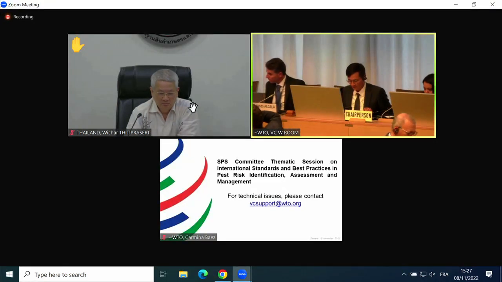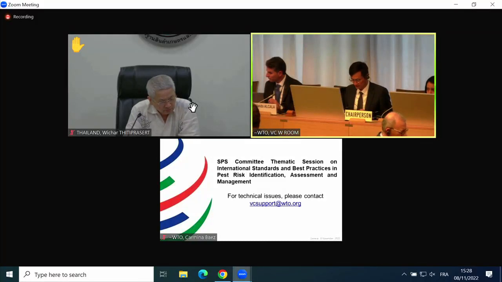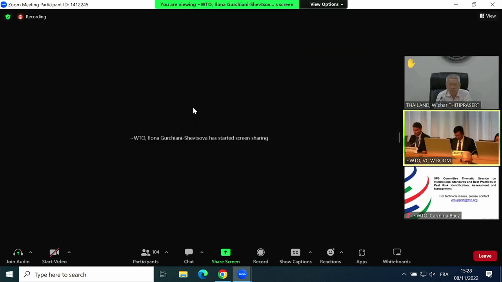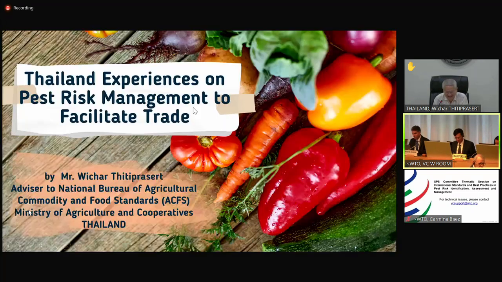Session 4 will cover practical experiences and case studies in the application of pest risk management in trade, as well as the use of reference database and the tools developed by international intergovernmental organizations. I will now give the floor to Mr. Richard Fittiprasad, advisor at the National Bureau of Agricultural Commodity and Food Standards of Thailand, to present on Thailand experiences on pest risk management to facilitate trade. Mr. Fittiprasad, you have the floor.